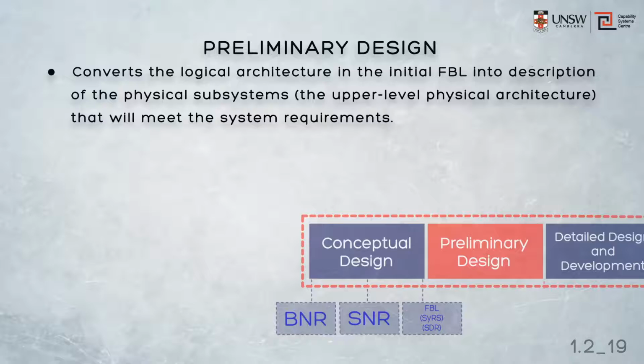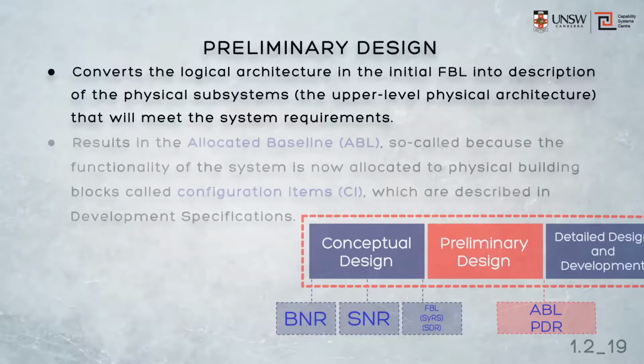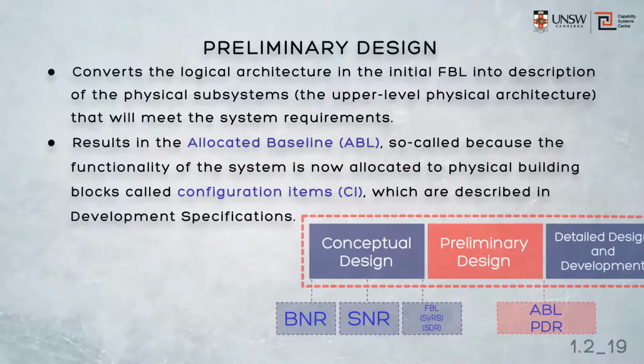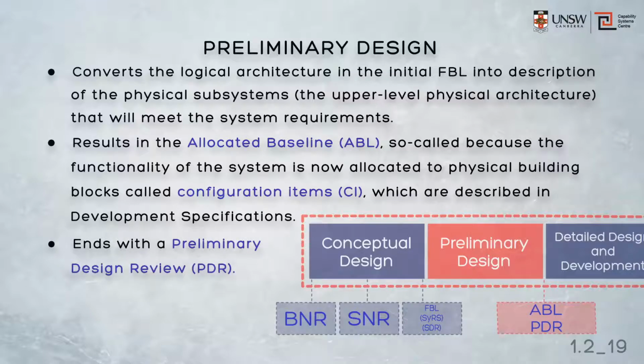The result of preliminary design is a subsystem level design known as the allocated baseline. It's called allocated because we have grouped logically the functions in the functional baseline into subsystem level physical groupings, which we call configuration items. The sum of all those configuration items is the upper level physical design of the system. At the centre of the allocated baseline are a series of development specifications, which contain the subsystem level requirements grouped by configuration item. The activity completes with the preliminary design review, the PDR.